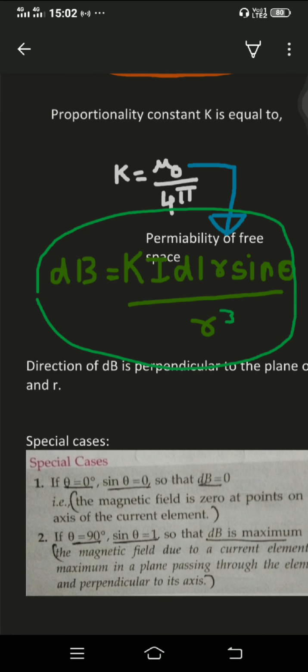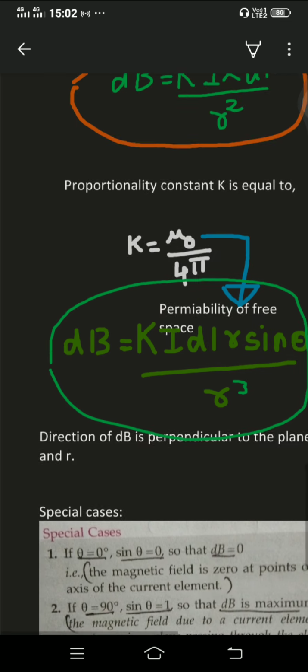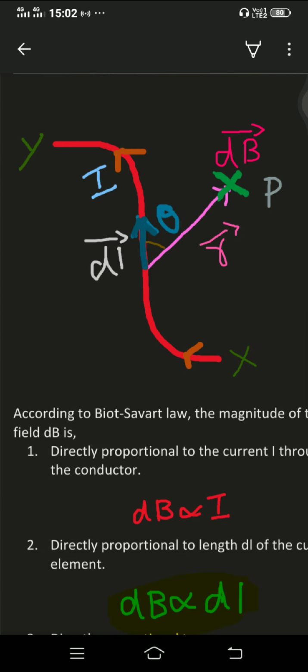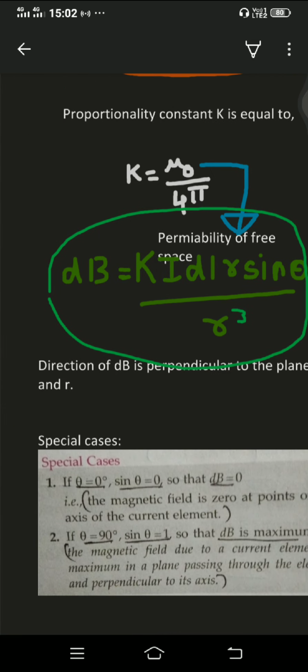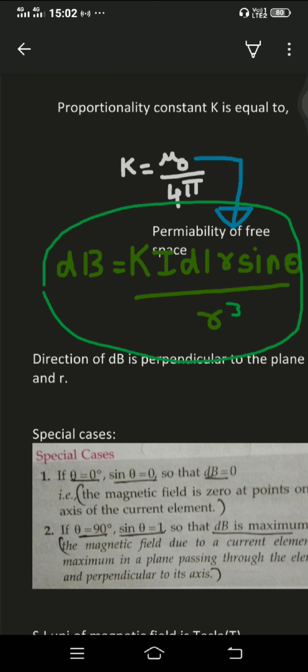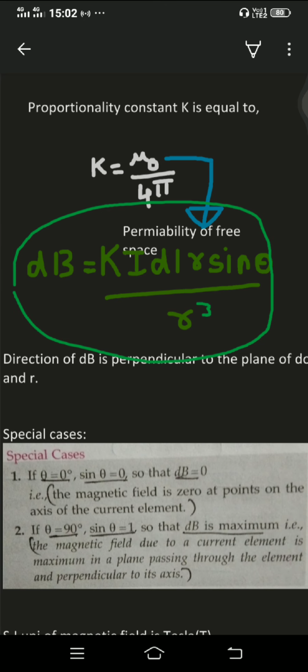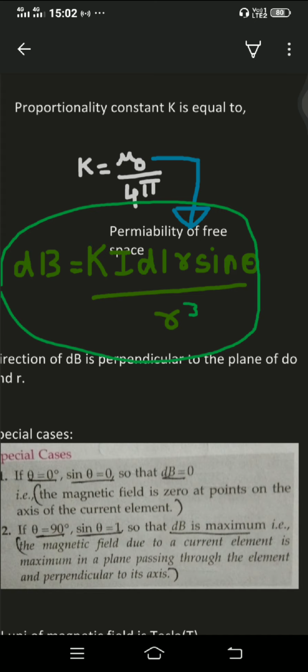Special cases: if theta is equal to 0 degree, that is, if the angle between the current element dl and r vector is 0, then sin theta is equal to 0, because sin 0 is equal to 0, so that dB is equal to 0. In this formula, we have to substitute the value of theta. If theta is equal to 0, then dB is equal to 0. So the magnetic field is 0 at points on the axis of the current element.